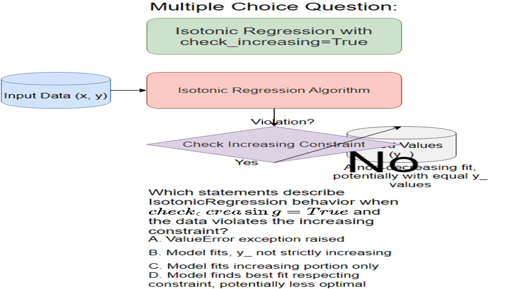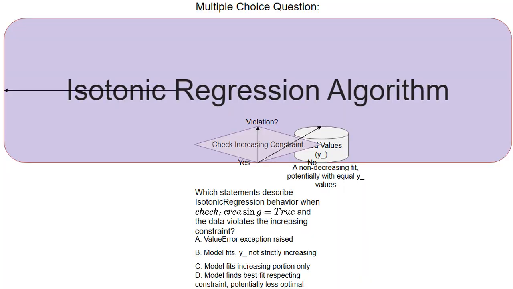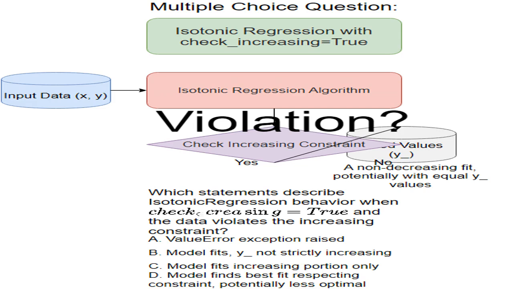This introduces the multiple-choice quiz question. This is the data that we feed into the isotonic regression model. It consists of pairs of input values, x, and corresponding target values, y. These are the predicted y values produced by the isotonic regression model after it has been fit to the input data. This means there is a violation in the data which doesn't comply to the increasing constraint of isotonic regression.